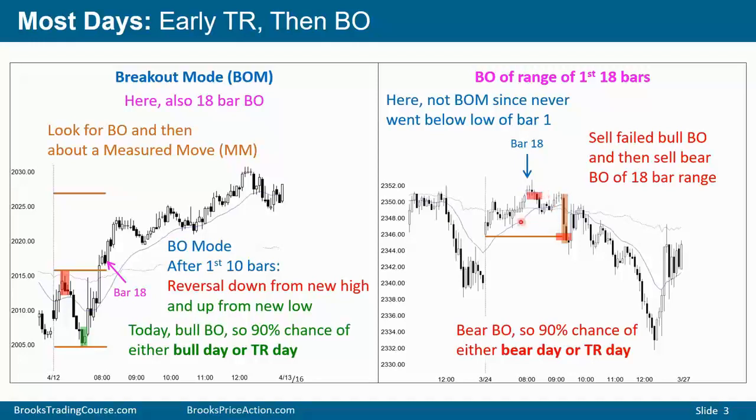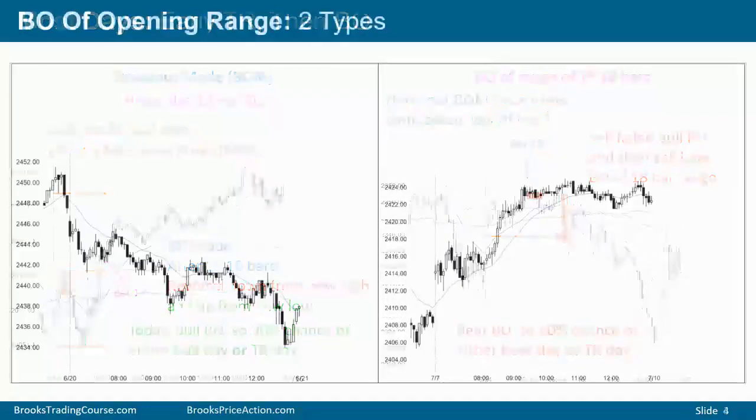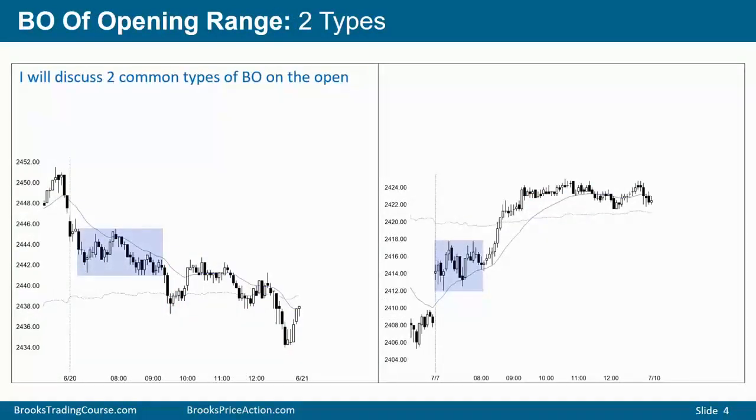Is this a breakout mode pattern? After the first bar, we reversed up and we reversed down? No. So this is not one of these patterns because the reversal up did not come from below the low of the first bar. The reversal up here came from below the low. The reversal down came from above the high of the first bar. So technically this is not the same as this, whereas this is both a breakout mode pattern and a breakout of an 18 bar range pattern. I'm going to be talking about these two common types of breakouts on the open today.